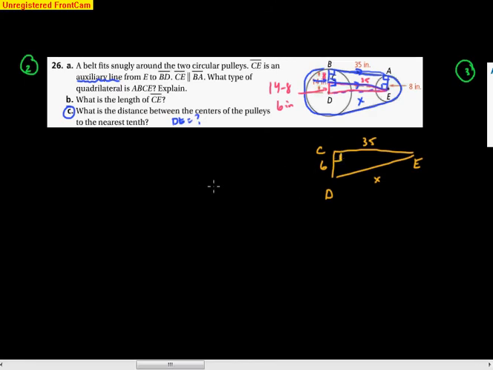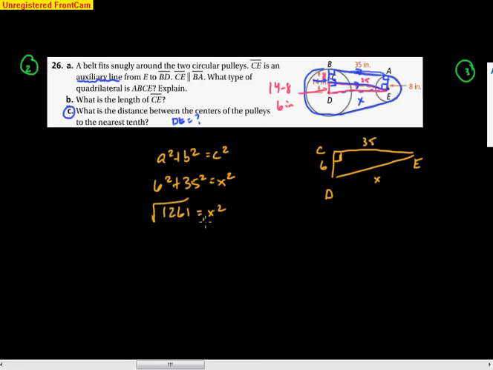Let's use the Pythagorean Theorem. A squared plus b squared equals c squared. C is your hypotenuse, x. So let's go 6 squared plus 35 squared equals x squared. 6 squared plus 35 squared, that's 1261.